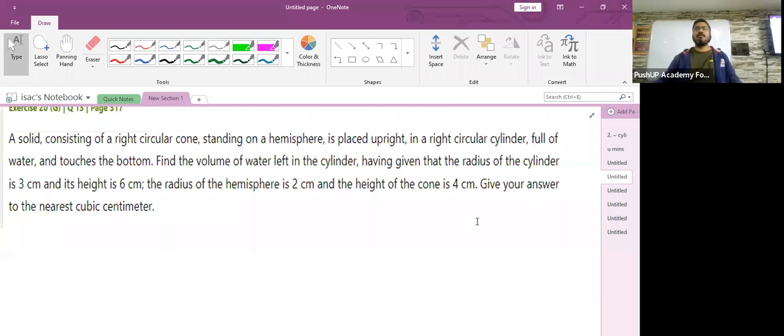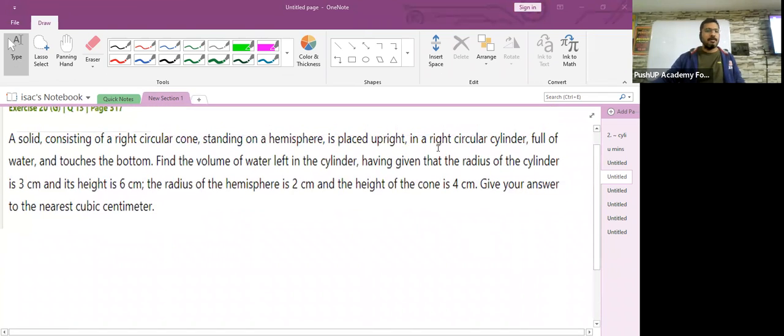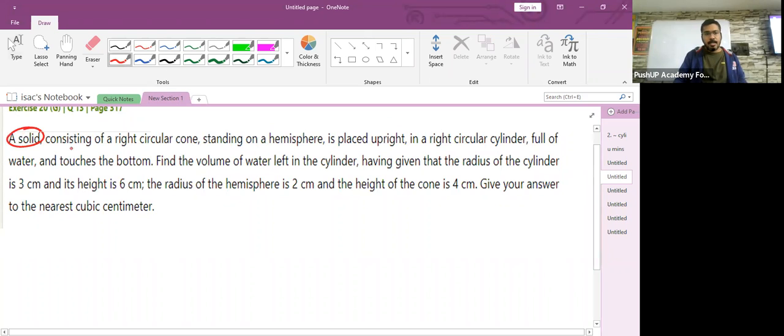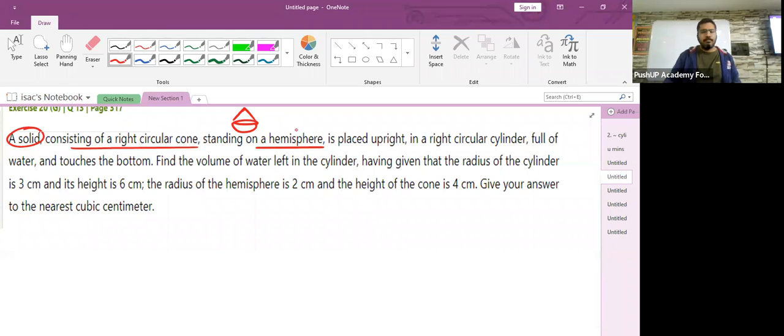Pay attention. Put your pen down. Joshua, Jared, Monish, pay attention. Loka.